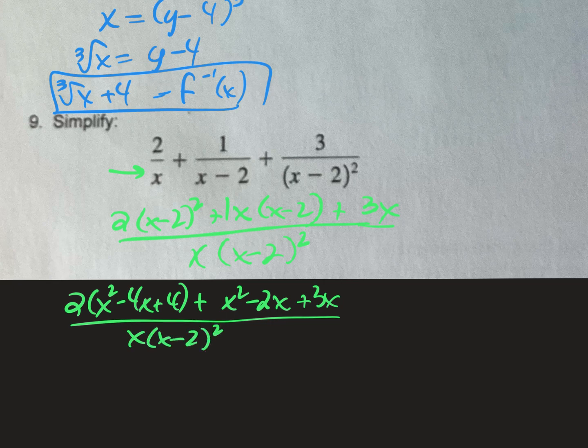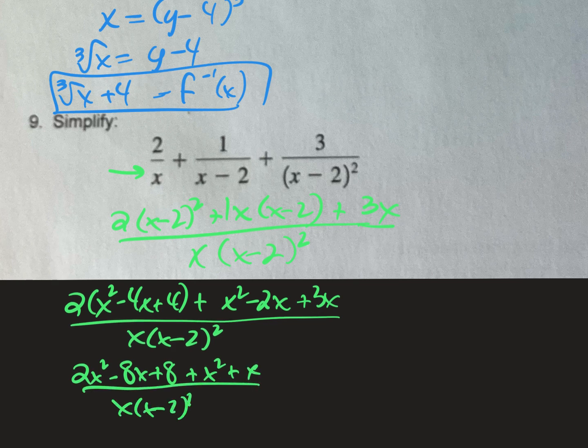I'll probably leave you enough room for this one. Distribute the 2: 2x squared minus 8x plus 8. x squared, just plus 1x. And I have an x and an x minus 2 squared. Let's see what I can add together here. I got a 3x squared minus 7x plus 8 over x and x minus 2 squared.